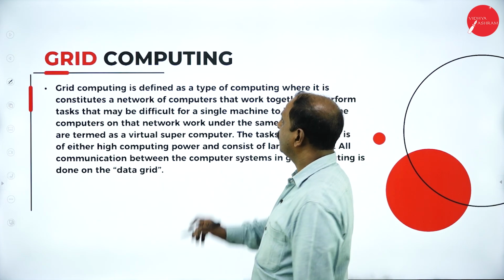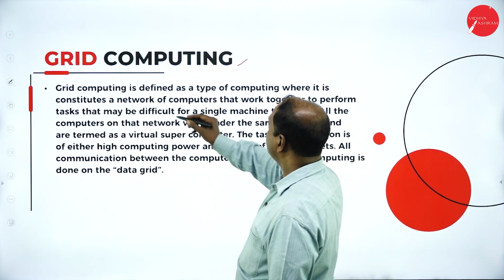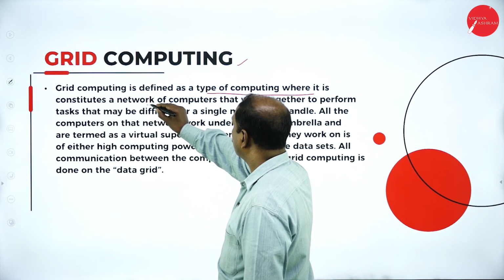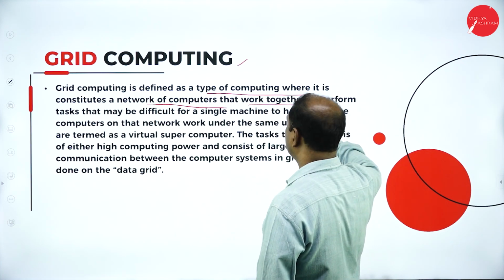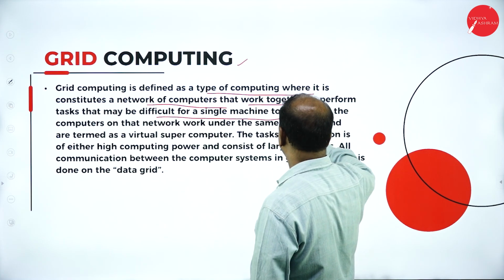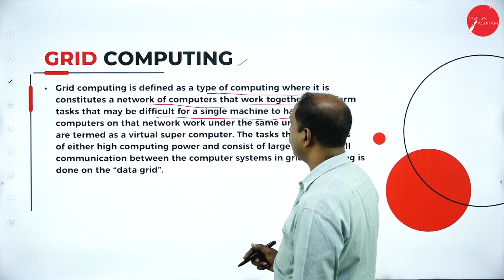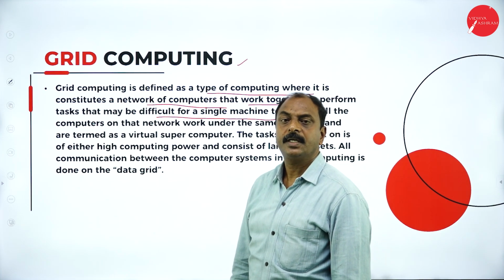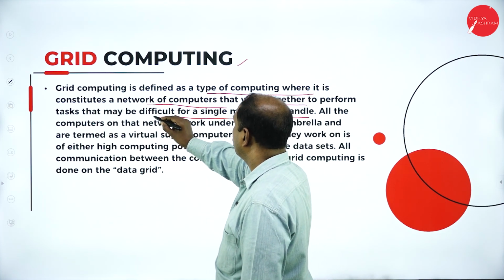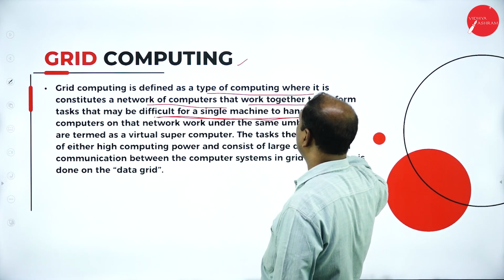And the next one is grid computing. So what is grid computing here? It is defined as a type of computing network that constitutes a network of computers that work together to perform tasks that may be difficult for a single machine to handle. Here the definition is quite different. So grid computing is a group of computers forming a grid network, used to perform a task that may be difficult for a single machine to handle.